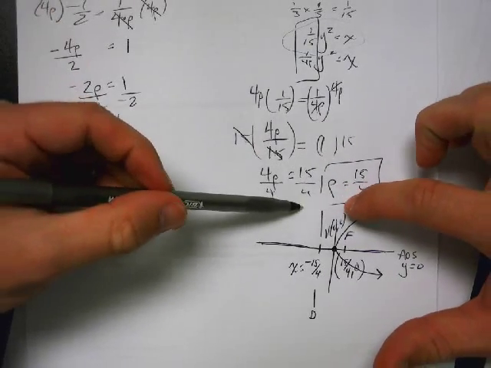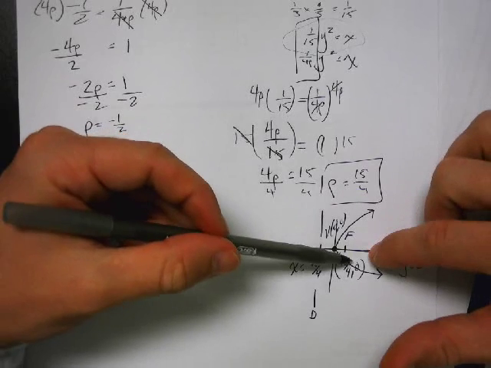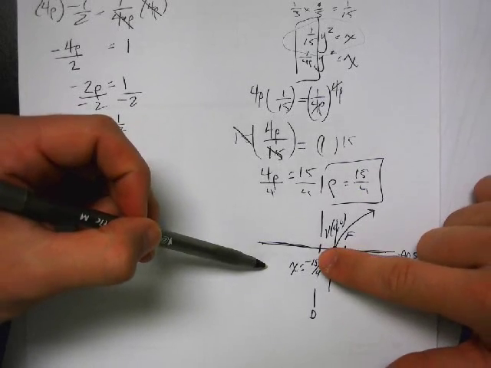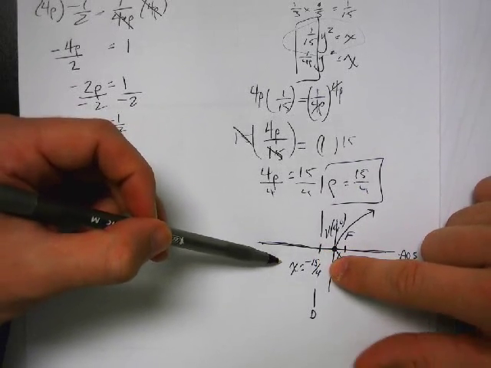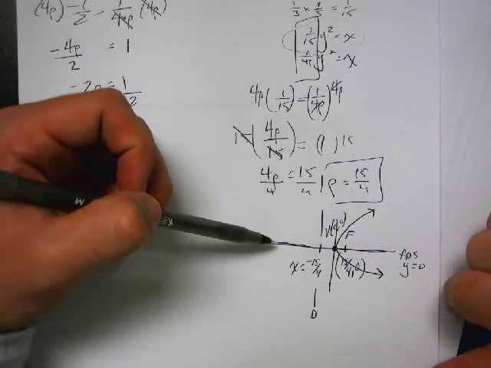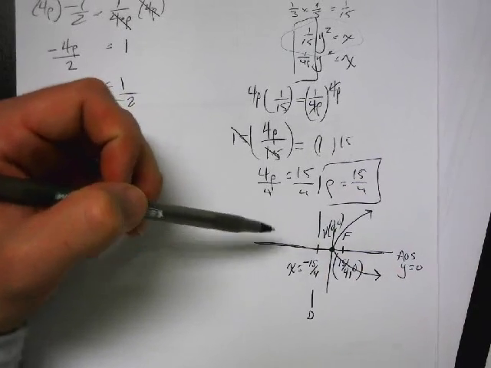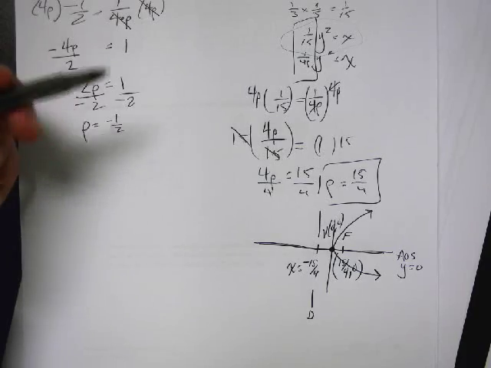Cool. So here we have our vertex at 0, 0, the focus at 15/4, 0, the directrix at negative 15/4, and your axis of symmetry at y equals 0. Let's try number 3, and then we'll move on.